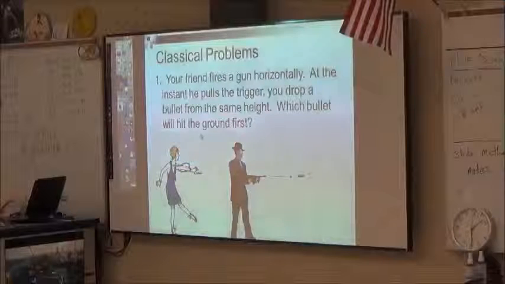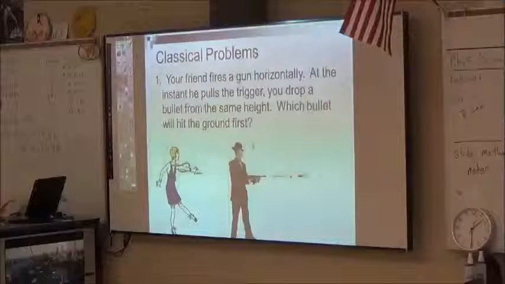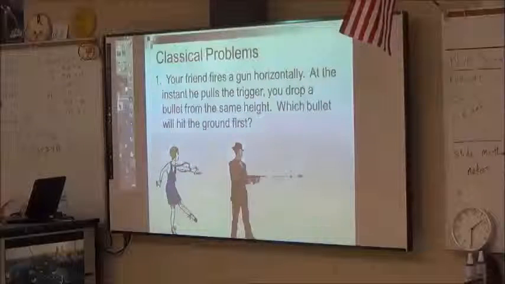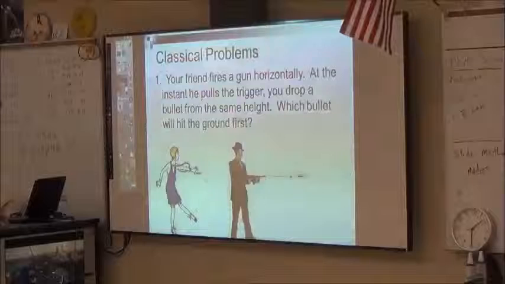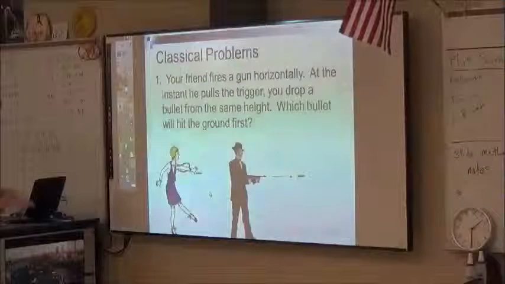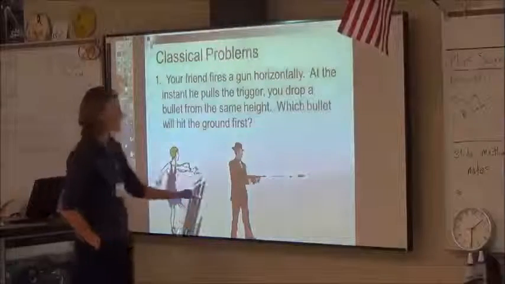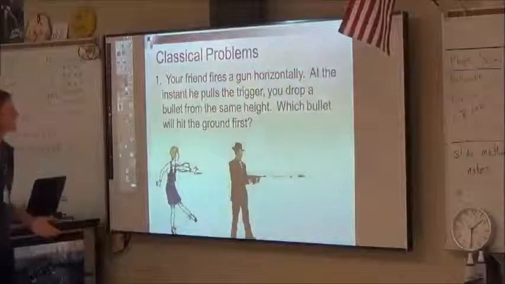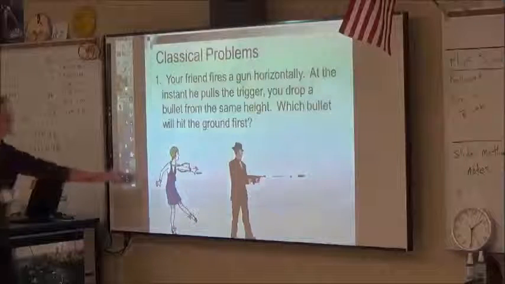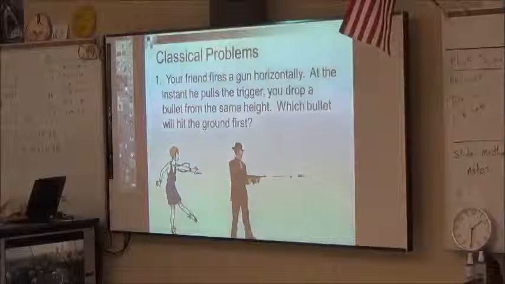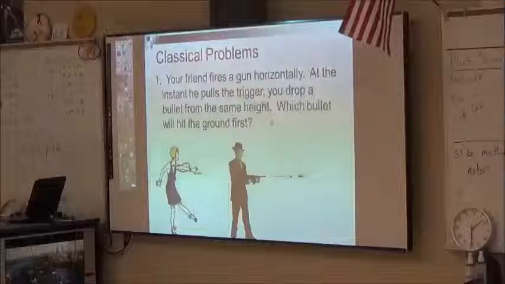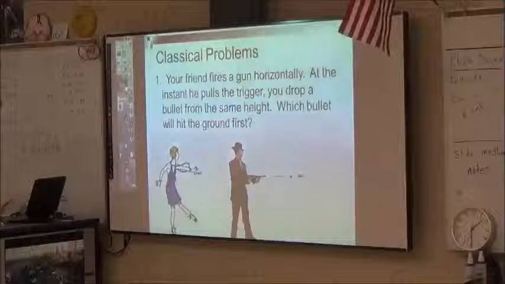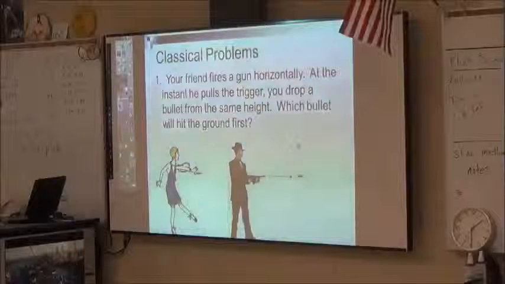Okay, I'm going to go over three classical problems somewhat quickly. We'll come back and go over these a little bit later, especially because I have a little device that kind of mimics this. I found this clip art. I'm sorry, it was the best I could do to try to mimic what I was going for here. But it says your friend, this mafia hitman here, and this is you, fires a gun horizontally. At the instant he pulls the trigger, you drop a bullet from the same height. Which bullet will hit the ground first? Ignoring friction and air resistance.